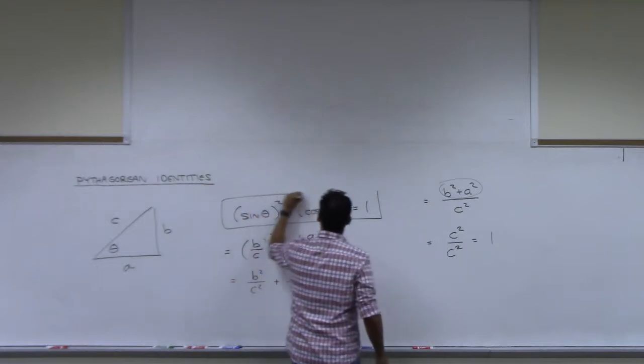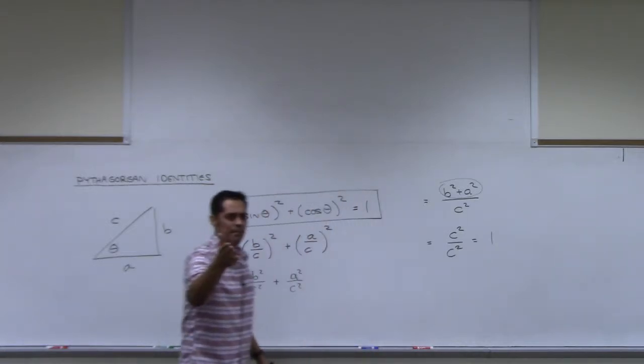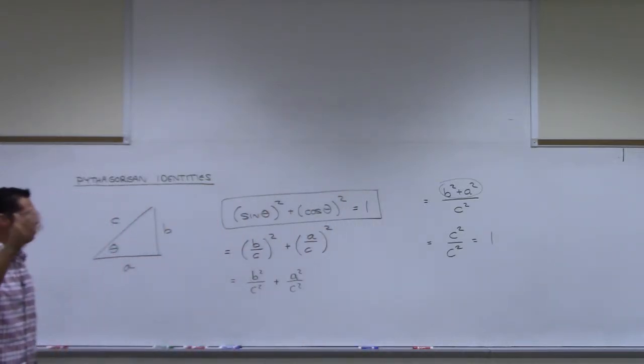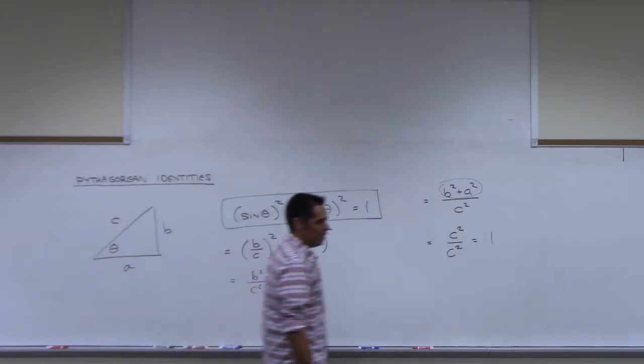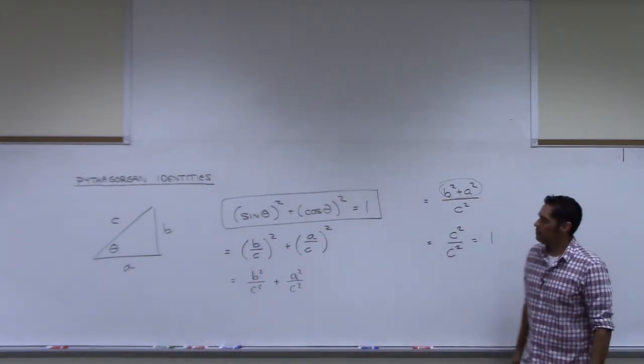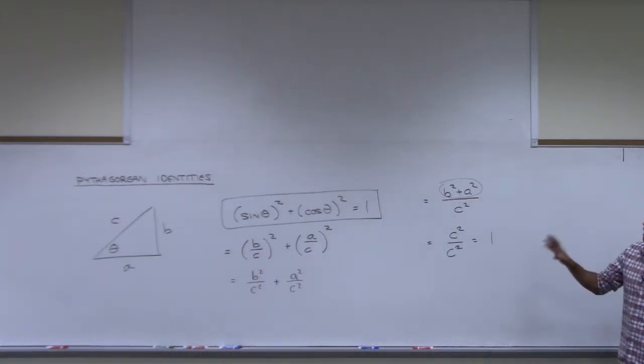You need to remember that the way Sophia spit that out, that's 1. It should be hardwired in there. It should be like breathing. You don't even think about it. It's the most fundamental Pythagorean identity we have.